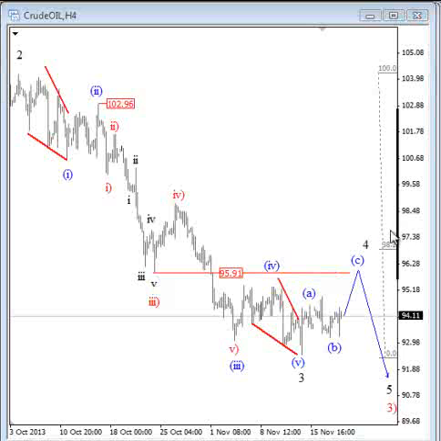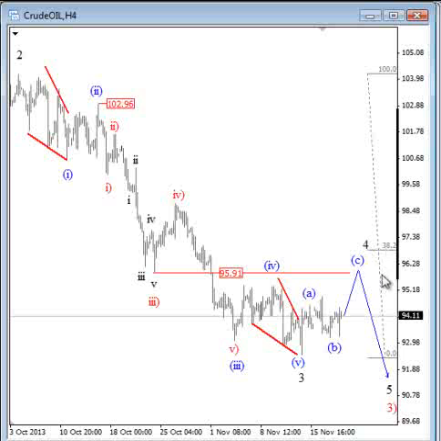You can see here also we have a 38.2% retracement, which is a very typical Fibonacci retracement level for fourth waves compared to wave 3. I would really pay very close attention if the market reaches these levels, because I think we could see a nice reversal to the downside into wave 5.